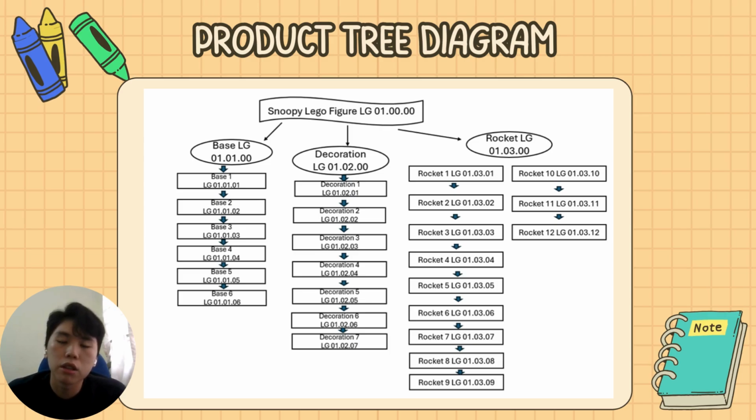For the second part, the decoration Lego, there are seven parts for this category, which are decoration one until decoration seven. So the part numbers for this category are LG 01.02.01 until LG 01.02.07. When it comes to the rocket Lego category, there are 12 parts, which are rocket 1 until rocket 12. So the part numbers for this category are LG 01.03.01 until LG 01.03.12.